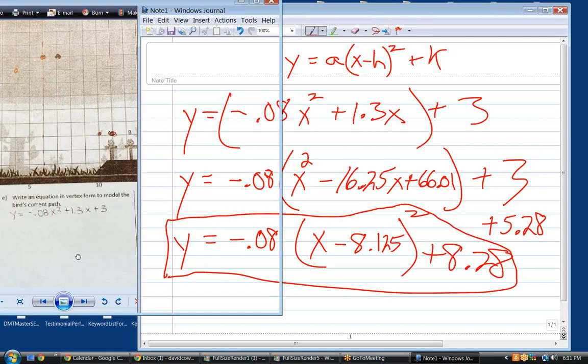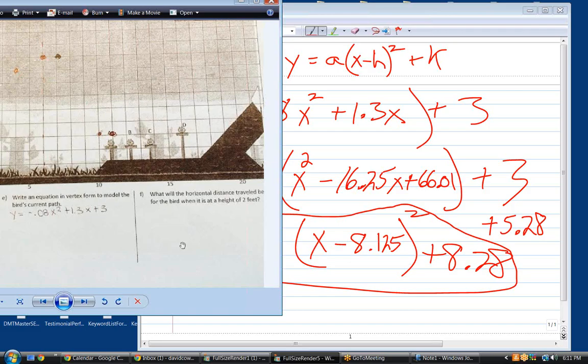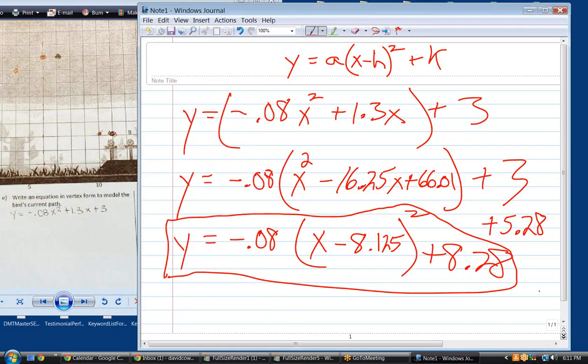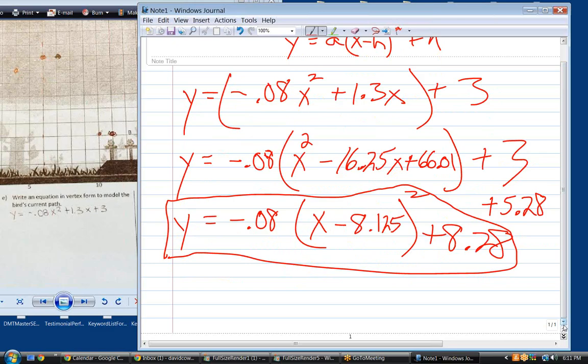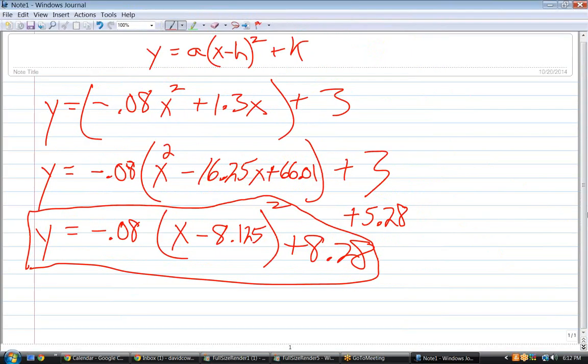And then it says, what will the horizontal distance traveled be for the bird when it is at the height of 2 feet? So you just plug in 2 for y. Uh-huh. So that would be 2 equals... And solve for x. Now the easiest way to do that here is to use the vertex format, I think. Let me show you how to do it.